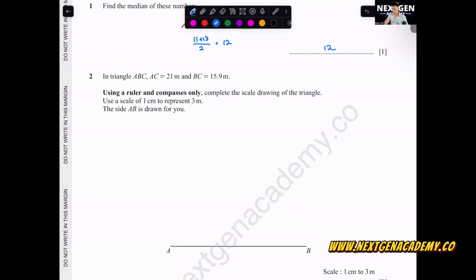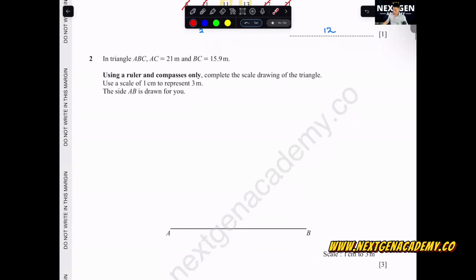Also, another thing, all these little workings, like scale 1 cm to 3 meters, please write it down somewhere. I know some of you maybe use mental calculation, and some of you maybe write it on the rough paper. Try your best to write everything on the paper. So first, how to calculate AC. AC will be 21 divided by 3, which is 7 cm. BC is 15.9 divided by 3, which is 5.3 cm.